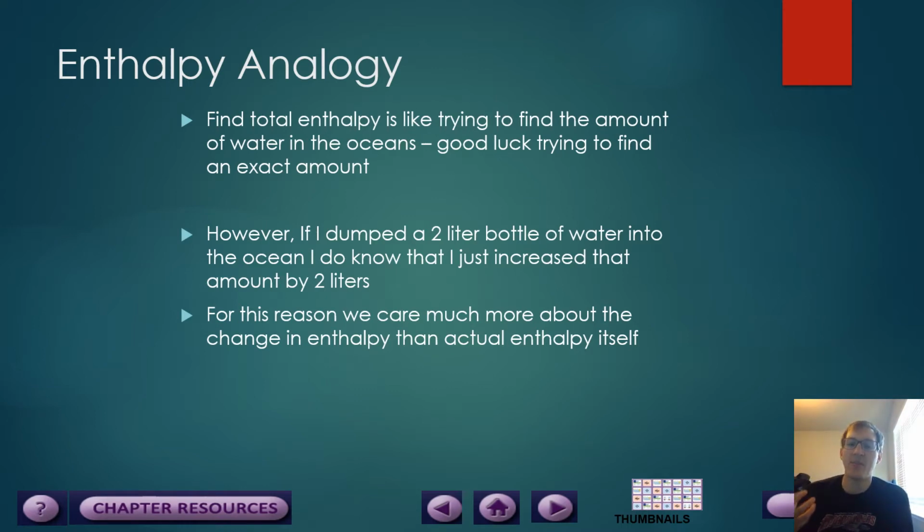For this reason, we care much more about the change in enthalpy than the actual enthalpy itself. So you'll see me say a lot of delta H is how it's represented. Enthalpy is delta H, and that just means the change in enthalpy. We don't care about what the actual total enthalpy is. We talk about how it's changing, because like I said, it's very difficult to calculate the entire thing. So instead, we just focus on the changes in enthalpy.